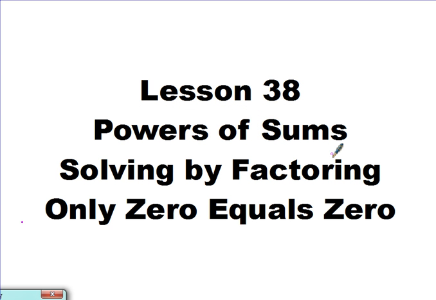Lesson 38, powers of sums, solving by factoring, and only 0 equals 0. Let's start off with powers of sums.